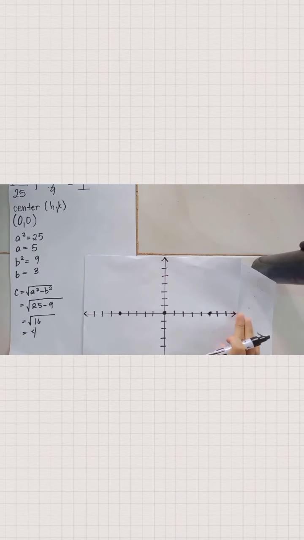So sa ating co-vertices is 3. Dito. 1, 2, 3. O dito. 1, 2, 3. Tapos, yung foci natin, which is 4. Dito, 4, 4.